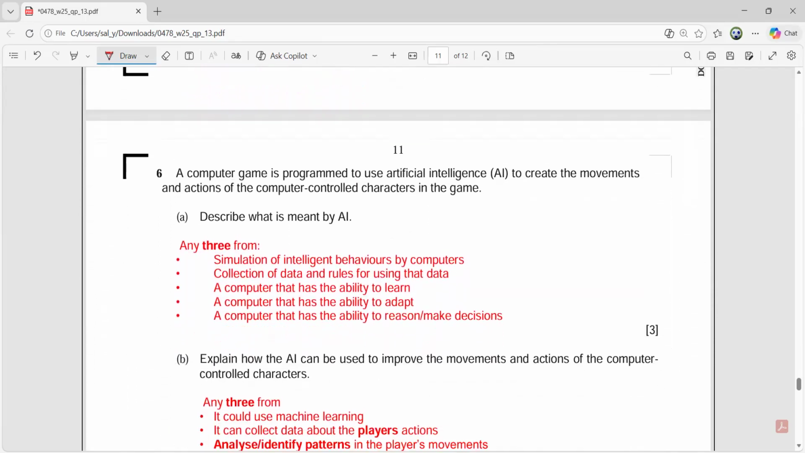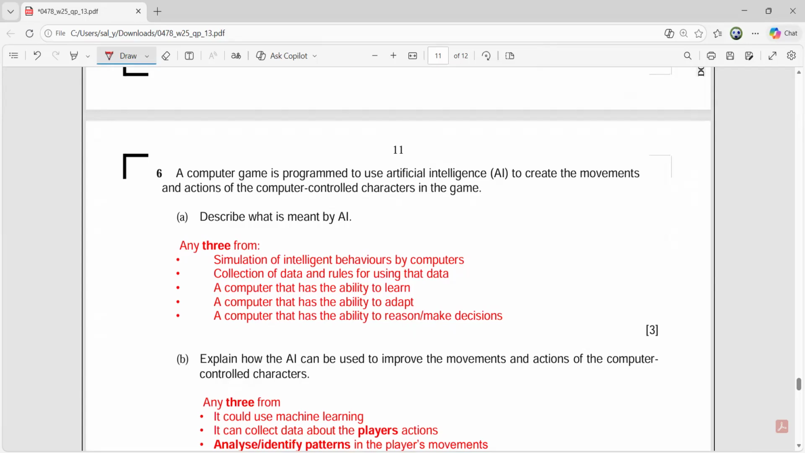Question number 6. A computer game is programmed to use AI, artificial intelligence, to create the movements and actions of the computer controlled characters in the game. Describe what is meant by AI. It's a 3-mark question. So, what they want the student to write: simulation of intelligent behavior by the computer.